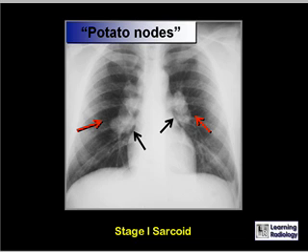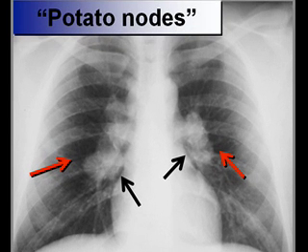Here's another patient with stage 1 sarcoid. You can see there are large bilateral hilar nodes. They have a lumpy appearance. These have been called potato nodes. And sarcoid very frequently has a separation, the black arrows are pointing to, between the lymph nodes and the heart, because the lymph nodes in sarcoid tend to be more bronchopulmonary in origin than do the lymph nodes in, let's say, lymphoma, which are true hilar nodes.